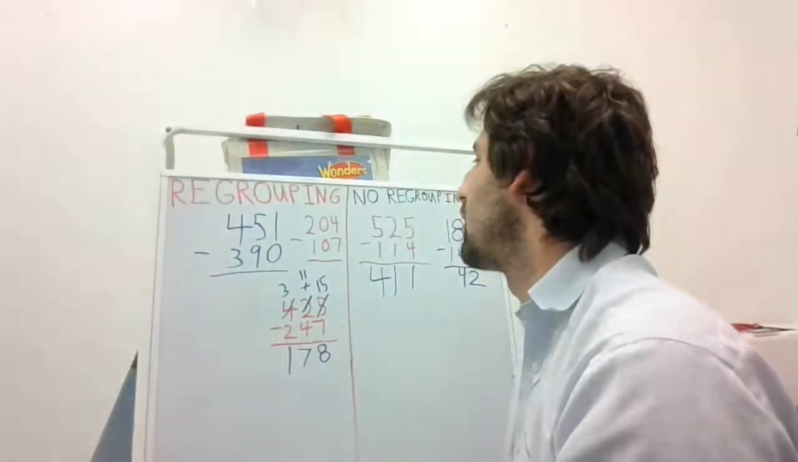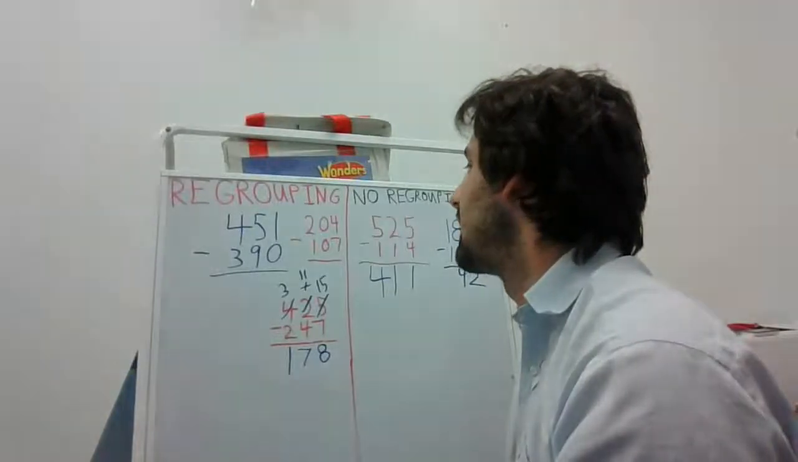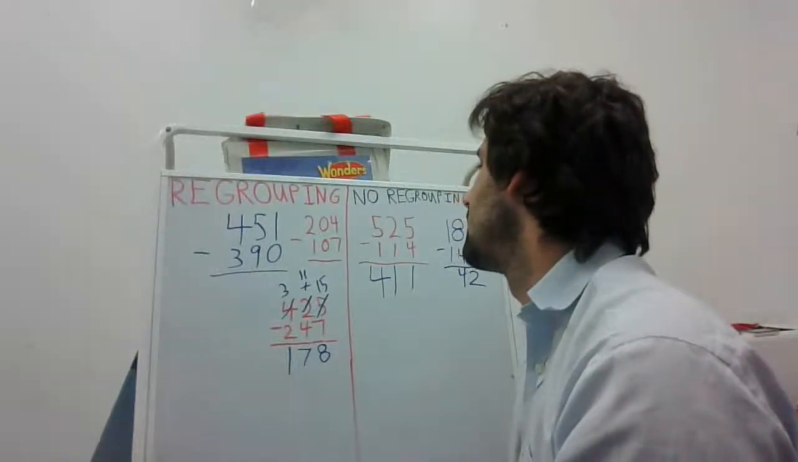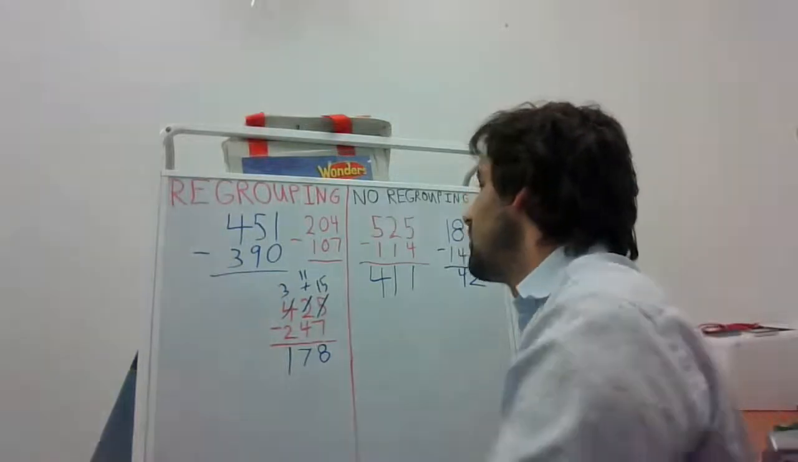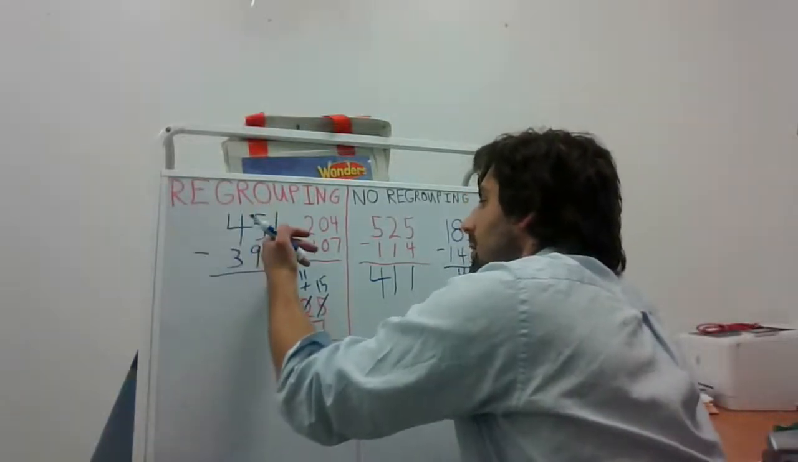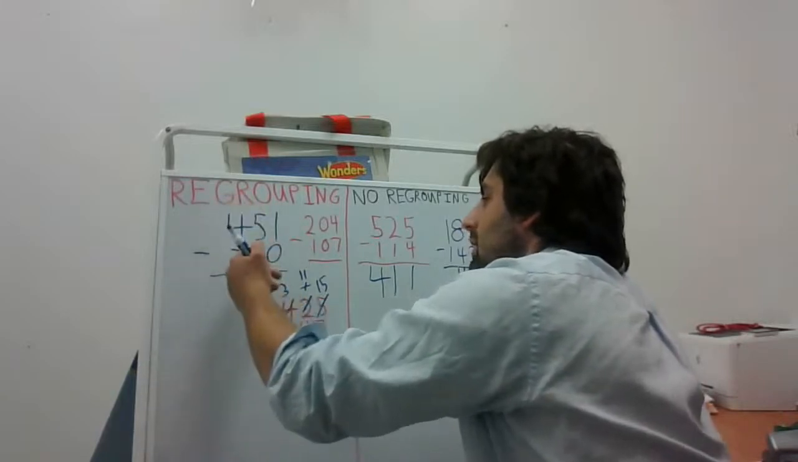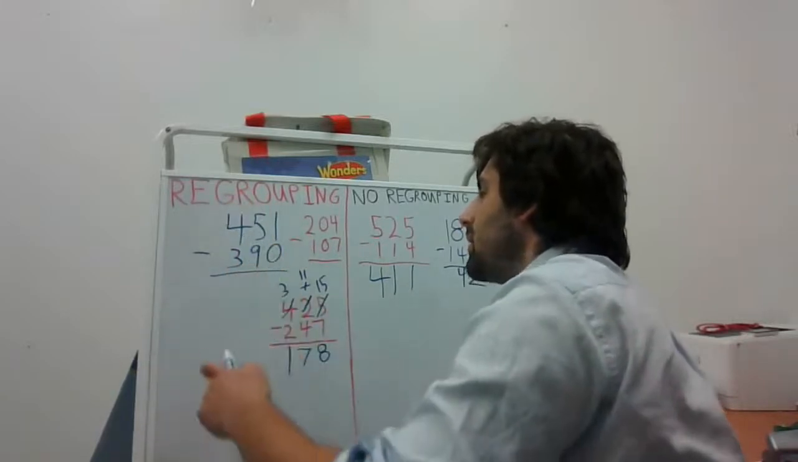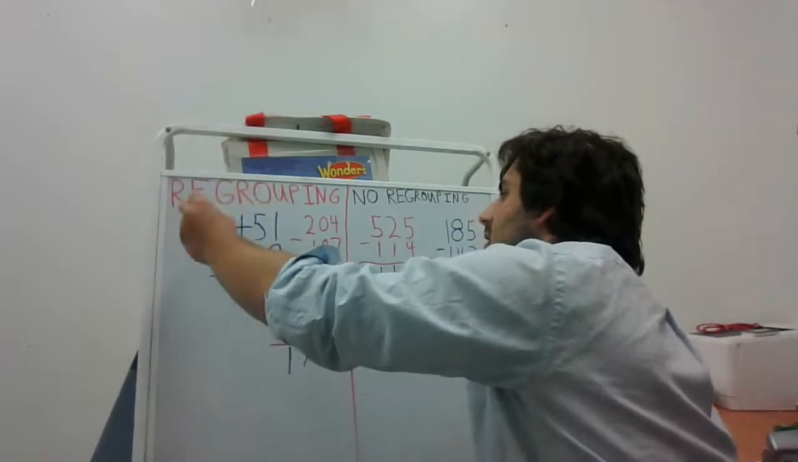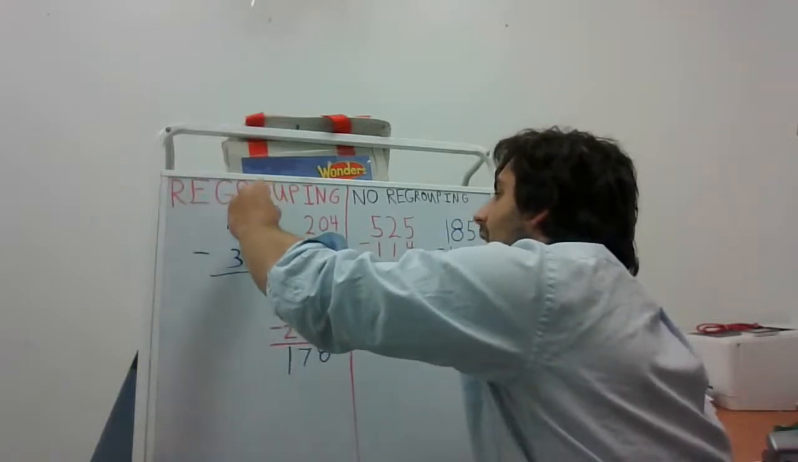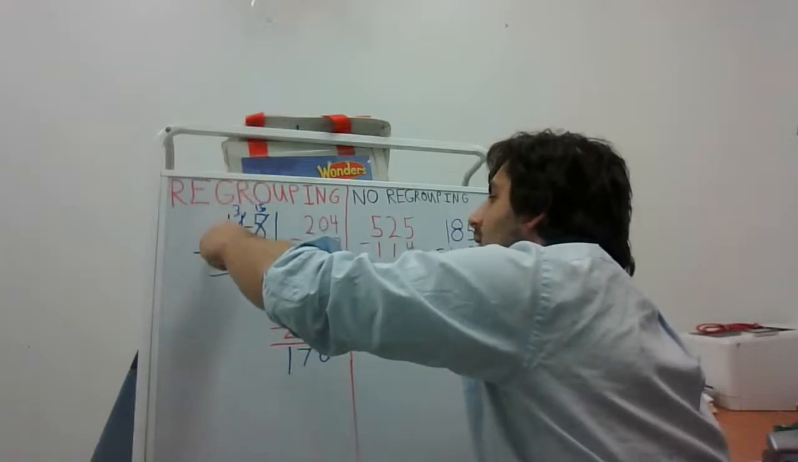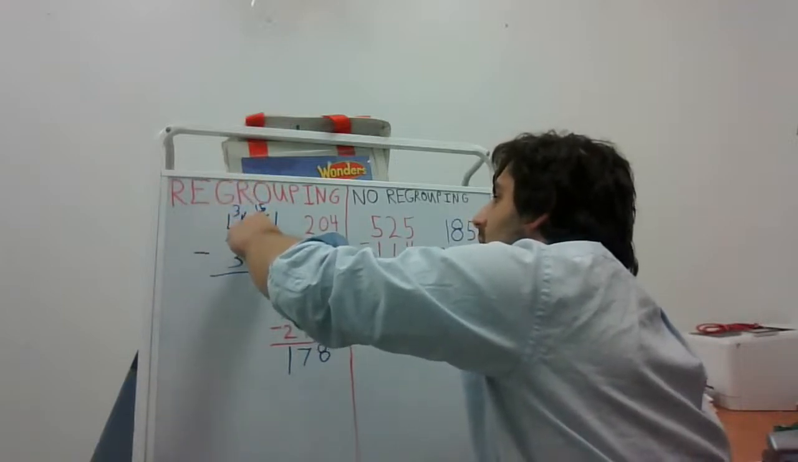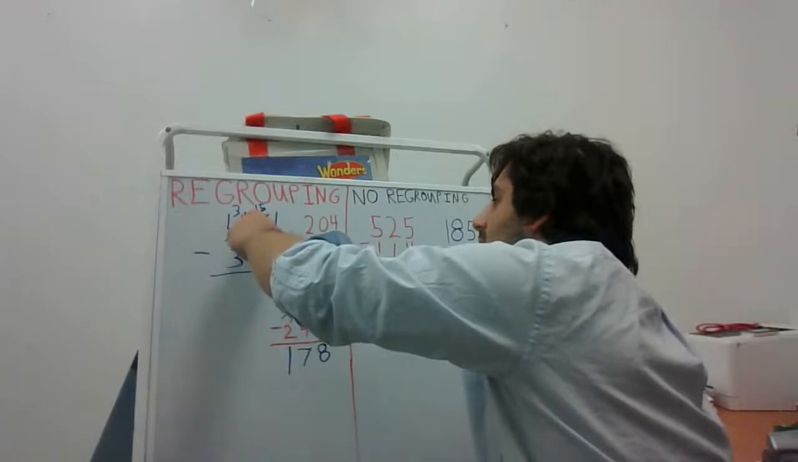All right. 451 minus 390. So again, looking in the ones place, top number is bigger. Looking in the tens place, 9 is bigger than 5, so we're going to need to regroup in the tens place. So the 5 is going to become a 15, and the 4 is going to become a 3, because we took a 10 from the hundreds place, and we added that 10 to the tens place.